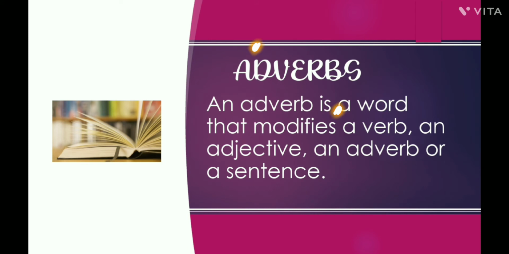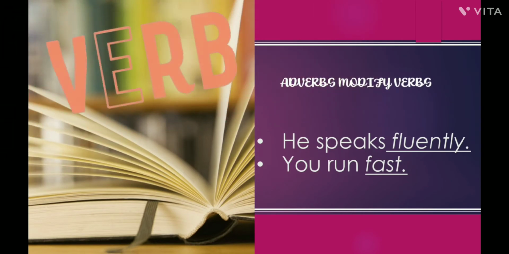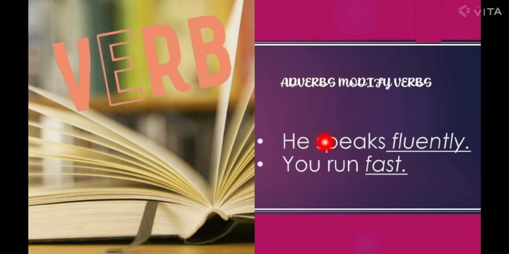What are adverbs? An adverb is a word that modifies a verb, an adjective, an adverb, or a sentence. Let's see one by one. Adverbs modify verbs. He speaks fluently. Speaks is a verb and fluently is modifying how does he speak. Next example, you run fast. Now fast is an adverb modifying the verb, that is run.